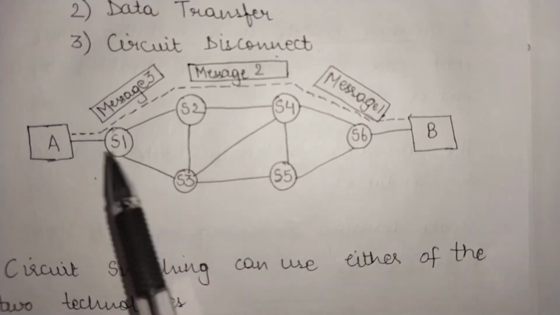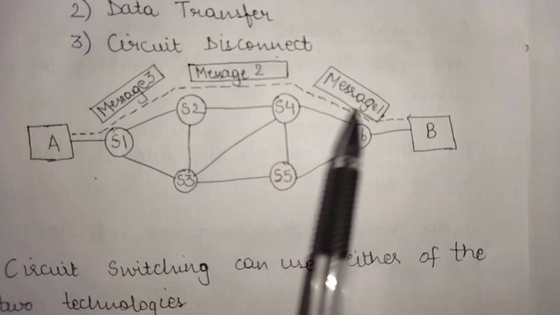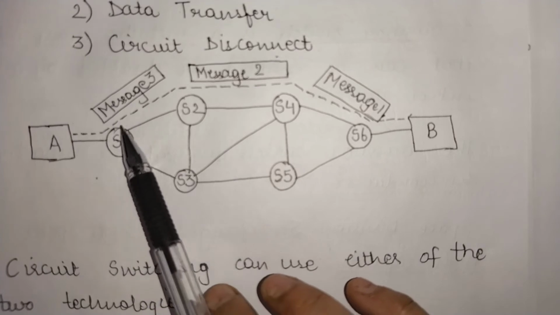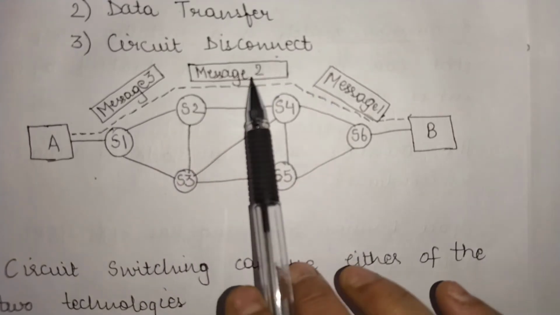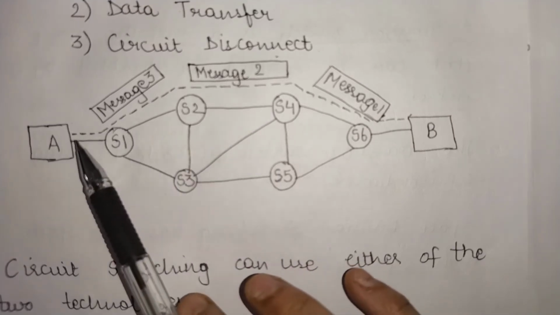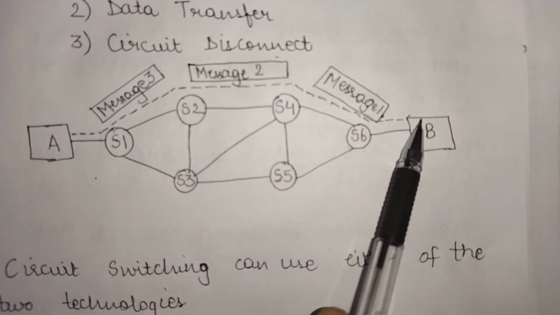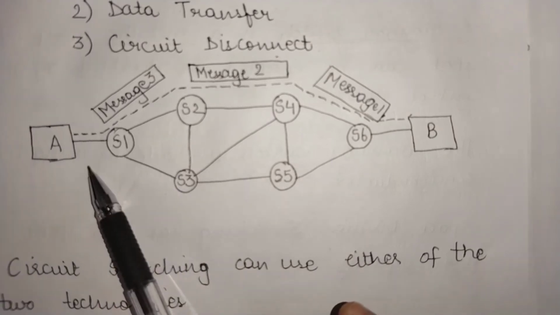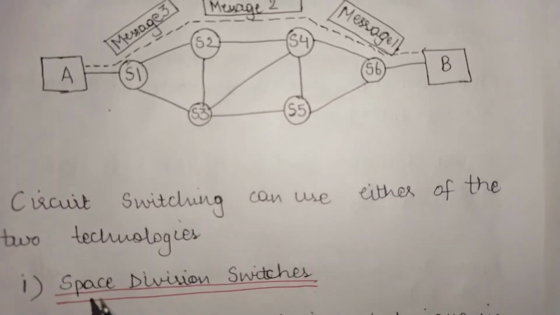So in circuit switching, a dedicated line or dedicated path is there for sender A and receiver B, and sender A is then transmitting messages one by one, like message 1 went first, then message 2, and then message 3. So this is a dedicated path or dedicated transmission line that has been chosen for the data transfer between A and B by the switches.